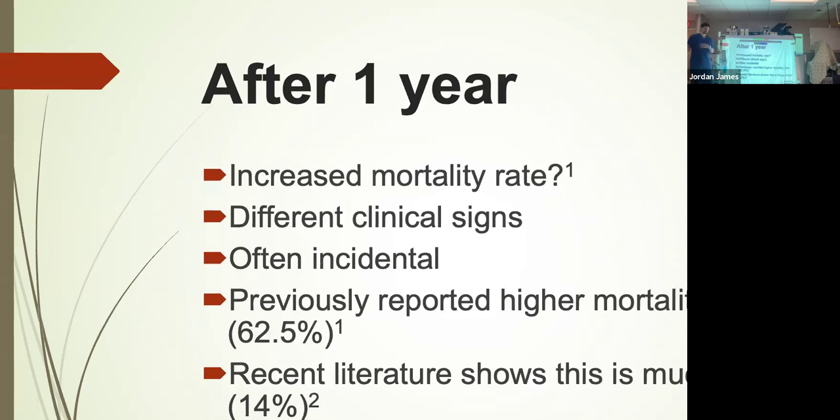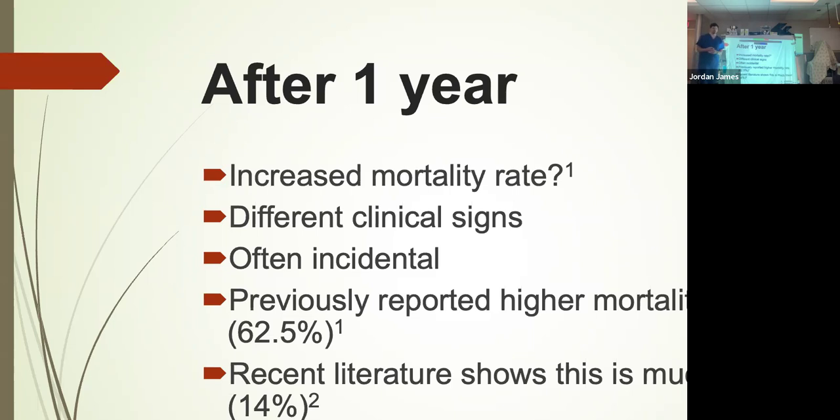The other end of the spectrum is dogs that present after one year of documentation of diaphragmatic hernia and are now going to pursue surgery. Again, we initially thought there was also an increased mortality rate for those patients presenting after a year of their hernia. A lot of different clinical signs, like GI signs and inappetence, can be present that aren't seen in those early diaphragmatic hernias. And a lot of times they're incidental. You're taking x-rays for something else and you notice certain things are herniated into the chest cavity that you wouldn't otherwise know about.